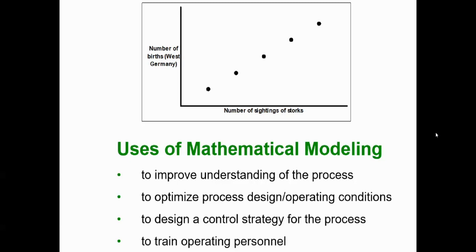The second is to optimize process design or operating conditions. And thirdly, to design a control strategy for the process. Remember, we looked into the hierarchy of process controls. And fourthly, to train operating personnel. So there are the uses of this mathematical modeling.